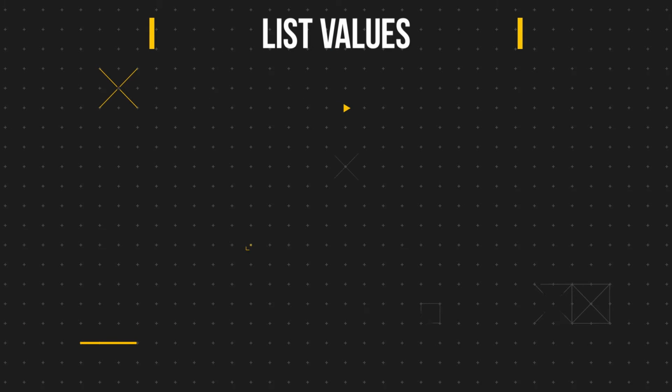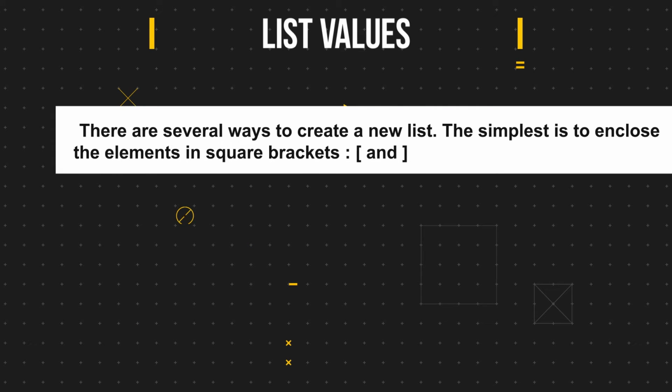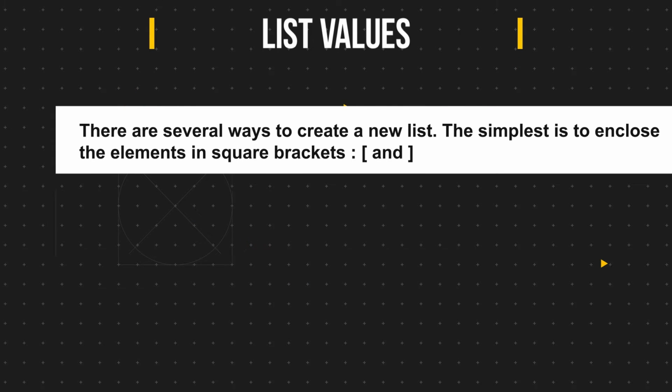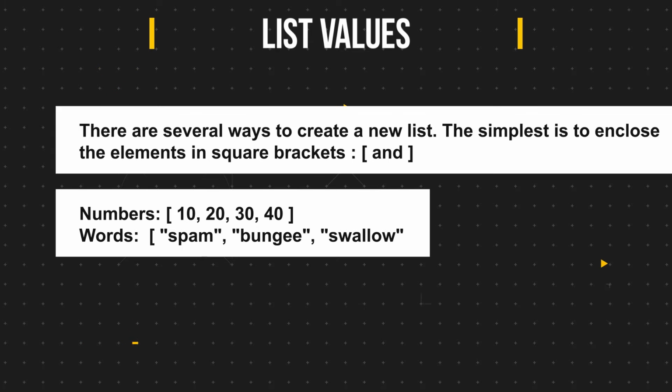Now, list values. There are several ways to create a new list. The simplest is to enclose the elements in square brackets. Taking from our example here, we have numbers equals square brackets 10, 20, 30, 40. Then words equals square brackets spam, bungee, swallow. So far we have a list of items in square brackets. We refer to them as list values.